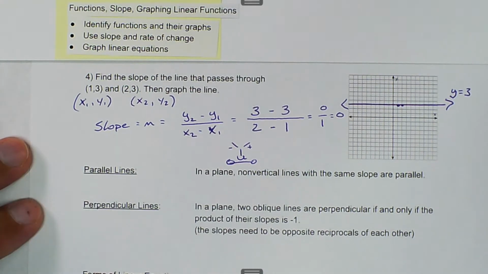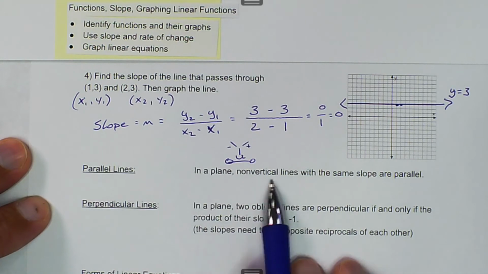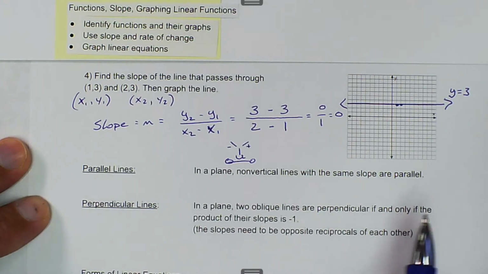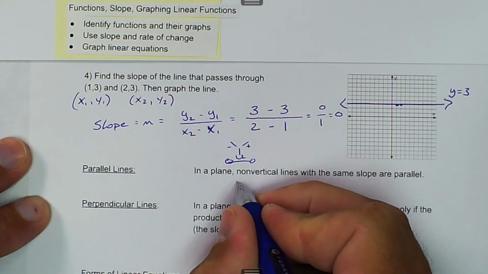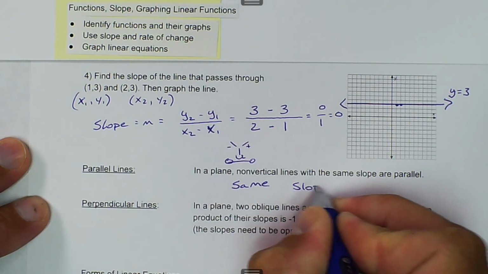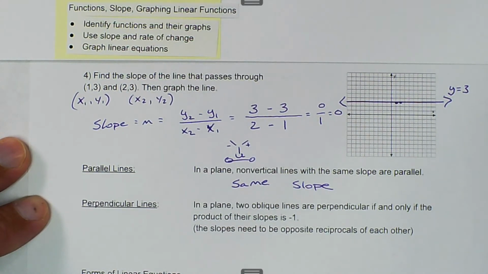Okay. Parallel lines in a plane are non-vertical lines with the same slope. They are parallel. So parallel lines basically means that we have the same slope. Perpendicular lines in a plane, two oblique lines are perpendicular if and only if the product of their slopes is -1.